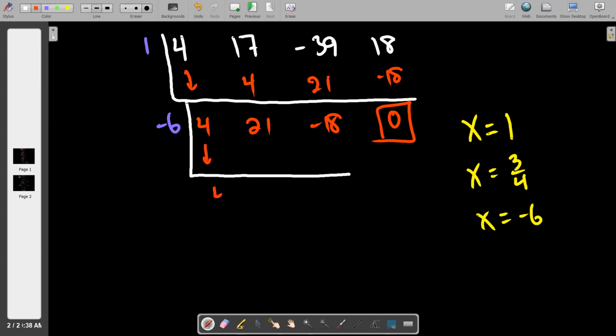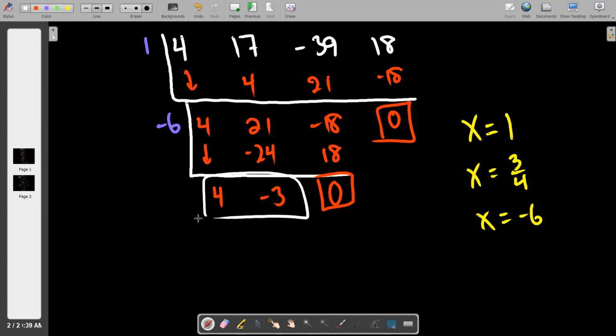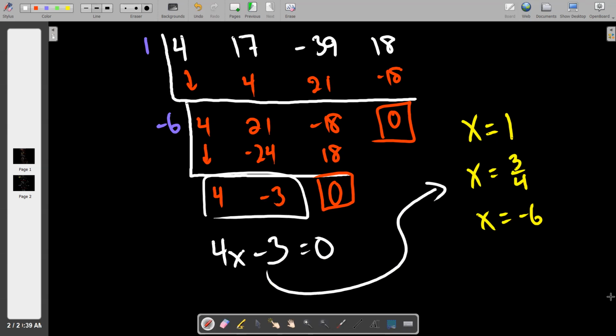Drop the 4. What's -6 times 4? What's 21 plus -24? Look at that. So you can find zeros sequentially by continuing to synthetically divide if you're more into that than you are factoring. And then, of course, what happens is these two numbers right here in this white box are 4x and -3. And if you set that equal to 0, zoop, that's where you get that.